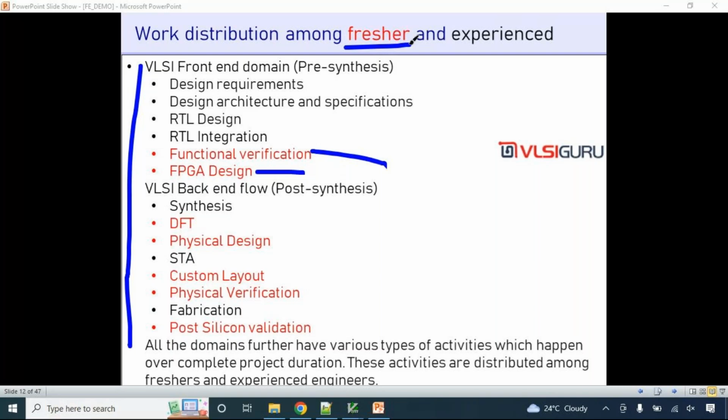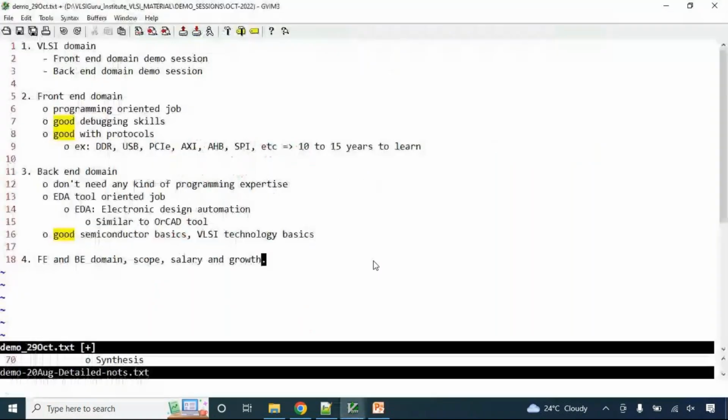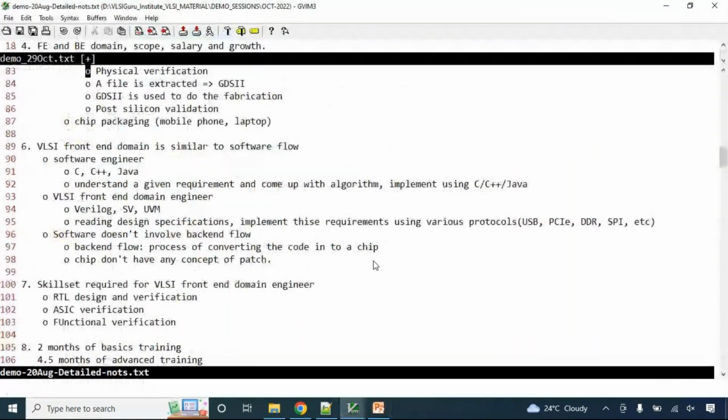Now the question comes, why freshers only in this domain? Let's quickly come up with a logical analysis. You may say I can do synthesis. As a fresher, I can learn and I can do synthesis. As a fresher, I can do STA. Then why not me do this work?